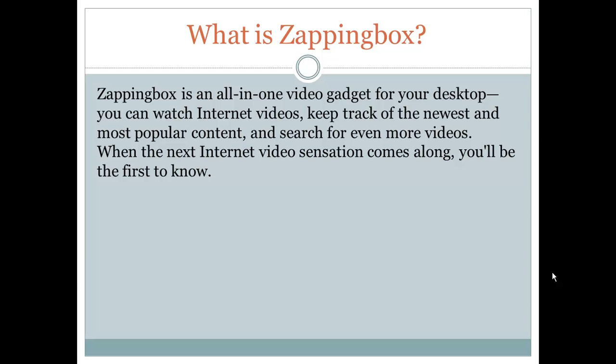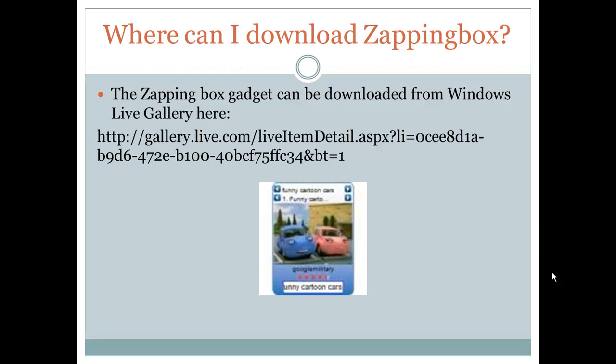So obviously it's a little bit like YouTube, but you can basically access it right from your desktop, which makes it pretty convenient without having to open your internet browser. And if you're wondering where you can download Zapping Box for free, it can be downloaded from the Windows Live Gallery at this website. And here's a little picture of what it looks like.